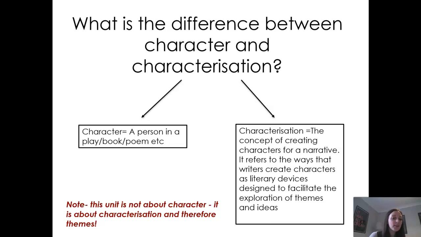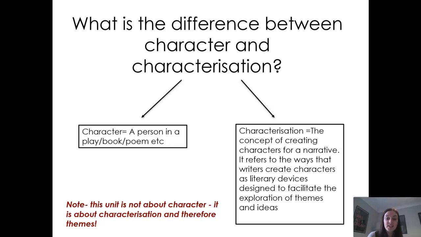So when we're talking about character, we're talking about the person that's in the play or the book or the poem. But when we're talking about characterization, we mean the way in which this character has been shaped and created by the writer for the narrative. So it's the way in which the writer might use this character, as well as lots of other literary devices, to facilitate the exploration of themes and ideas.